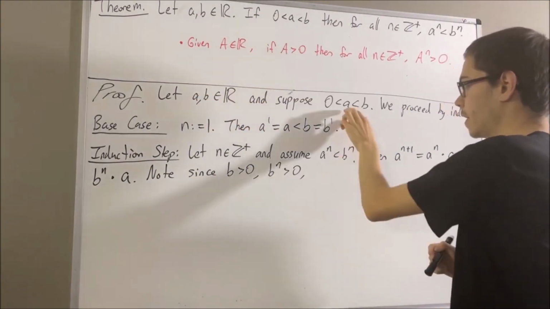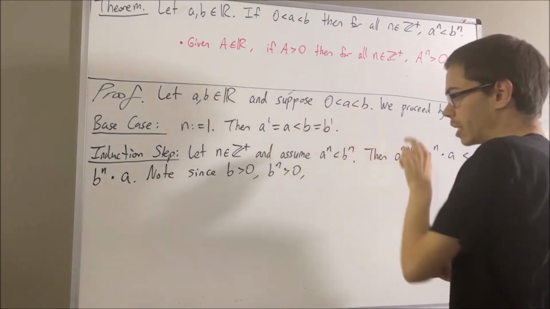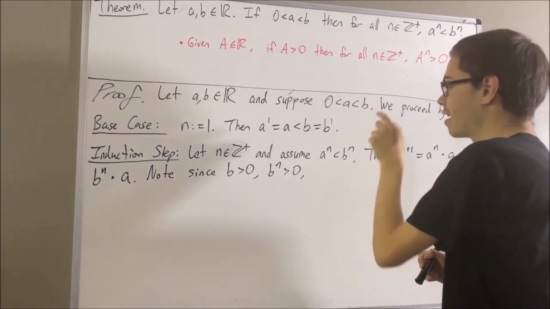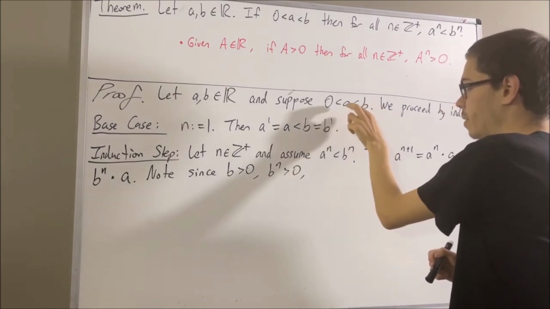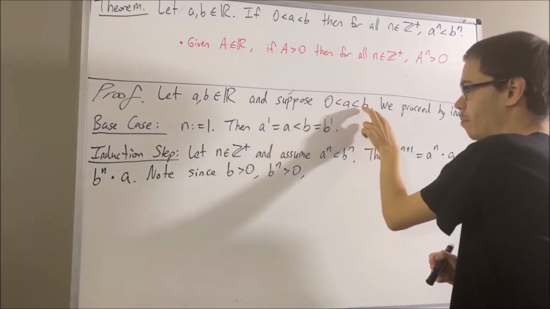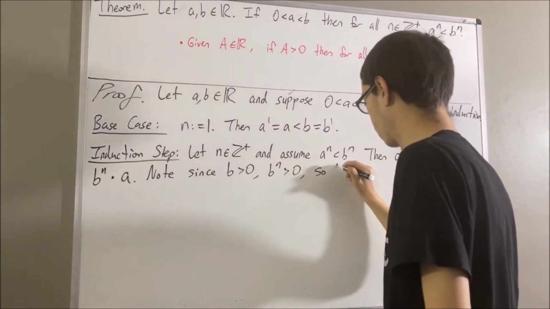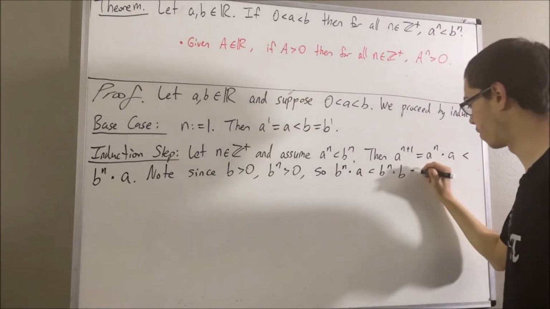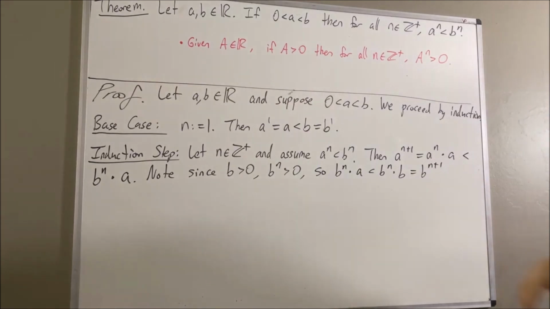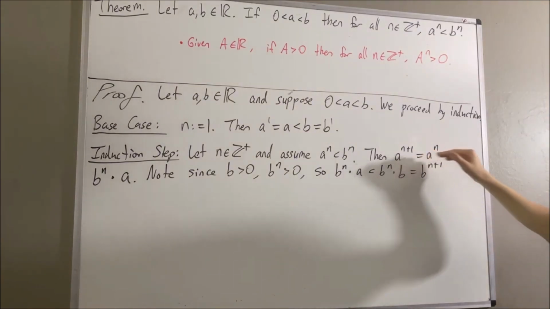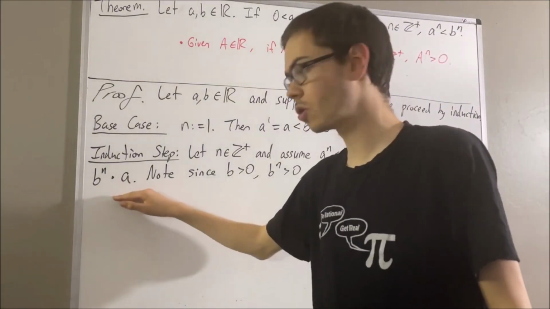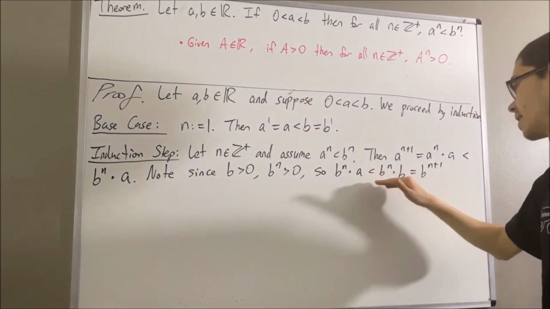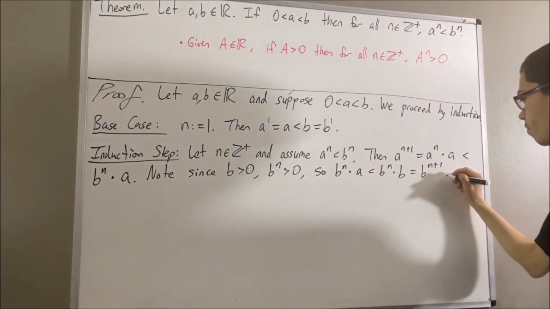So then, if we take this inequality and multiply the positive real number b to the power of n on both sides, we get that b to the power of n times a is less than b to the power of n times b. And this is just equal to b to the power of n plus 1. So as you can see here, we have shown that a to the power of n plus 1 is less than this, which is less than b to the power of n plus 1.